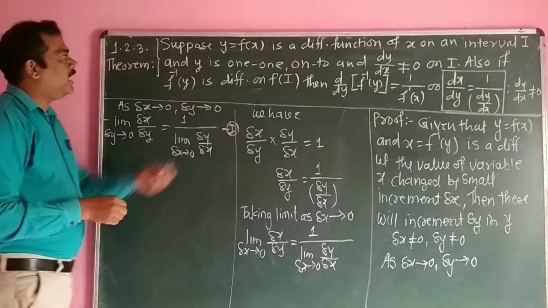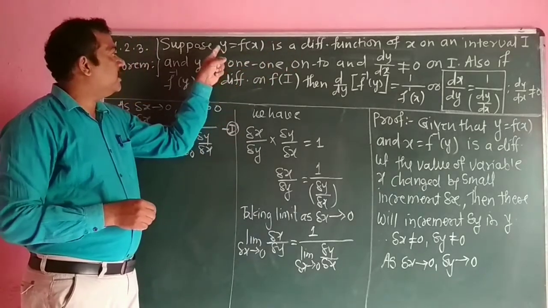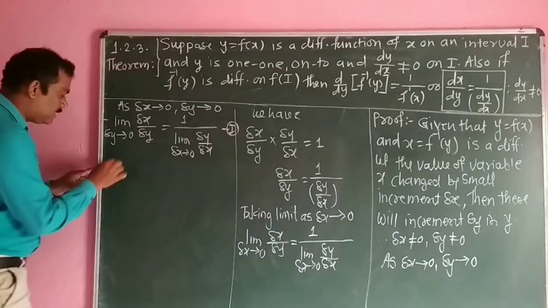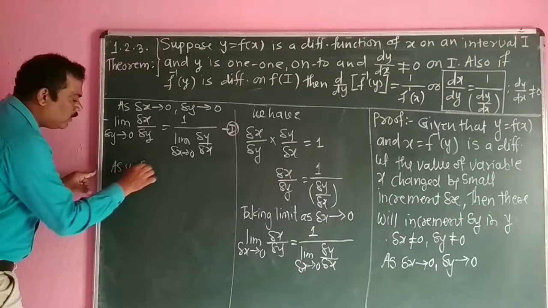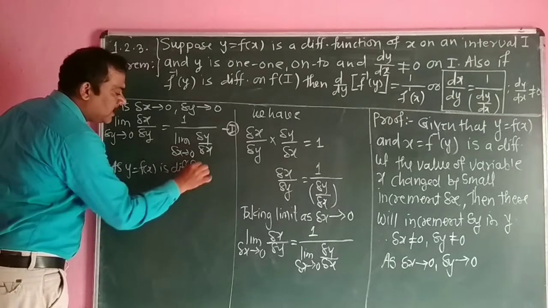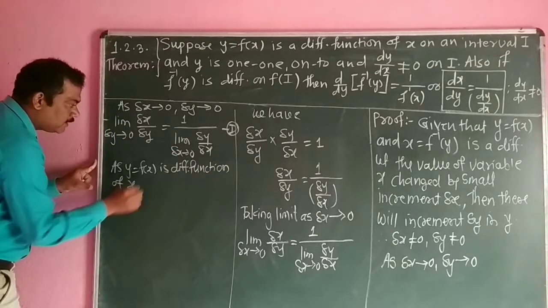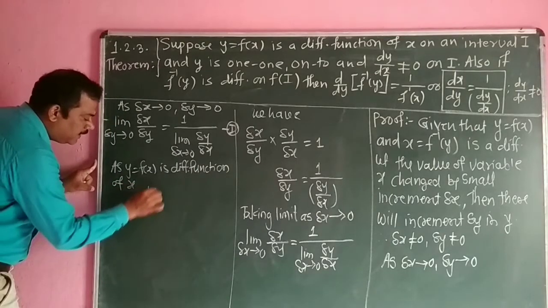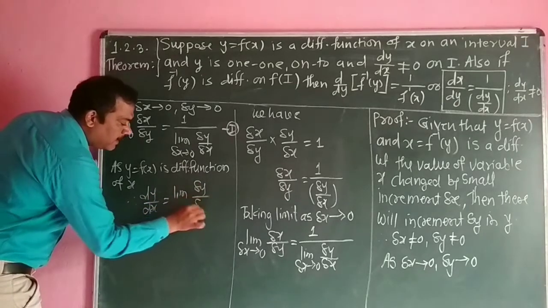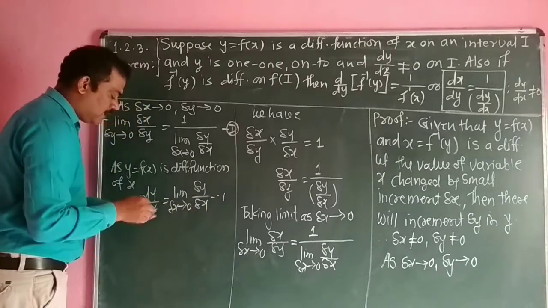As we have already been given that y is equal to f of x is a differentiable function of x, what is the meaning of this? The differentiation of y with respect to x must exist. Therefore we can write dy by dx is equal to the limit of delta y upon delta x as delta x tends to 0. We give this the number second.